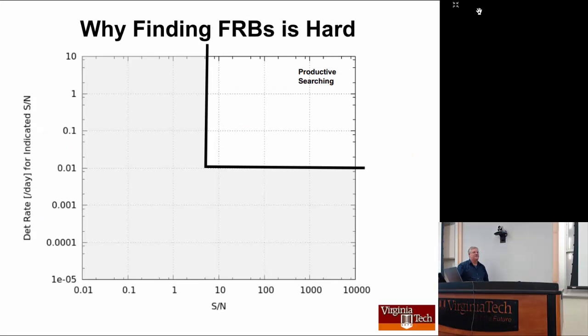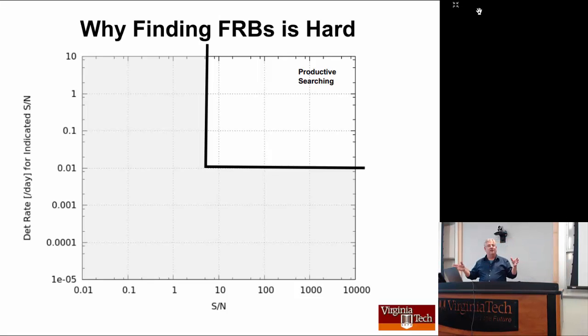So now let me tell you why finding FRBs is hard, and this leads to the technical part. Here's my explanation of why we don't see a lot of FRBs, or why this was a surprise when it came about. It also tells us how to design experiments that search. So on the horizontal axis, we have signal-to-noise ratio. Big instruments can get big signal-to-noise ratios for a given burst. On the vertical axis, we have detection rate, the number of these detected per day for the indicated signal-to-noise ratio.